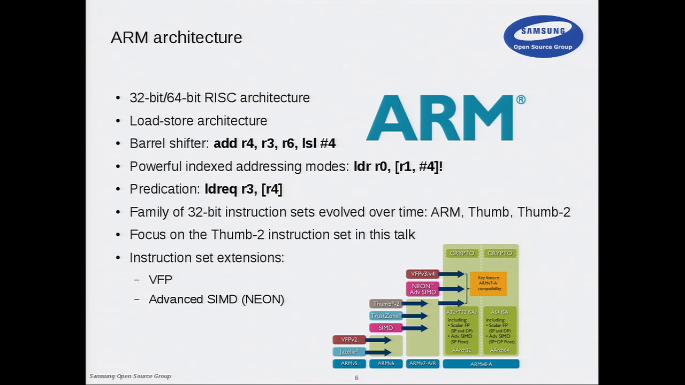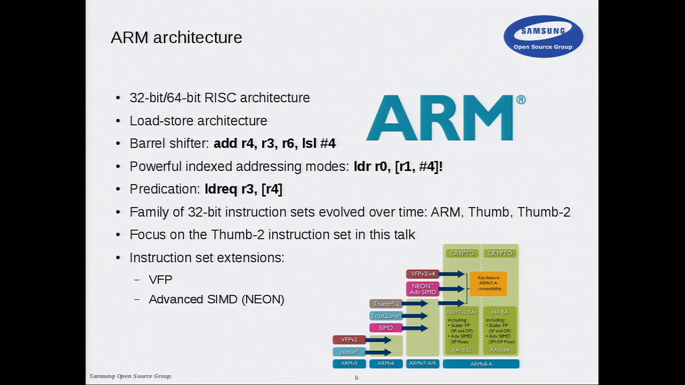ARM is a classic RISC architecture, a load store architecture. Three characteristics are the barrel shifter, the powerful indexed addressing modes, and predication. As you can see in the example here with the barrel shifter, we are doing an addition, and with the barrel shifter you can fold in an additional logical shift operation, so that allows you to create a little bit more compact code and save an additional shift instruction.